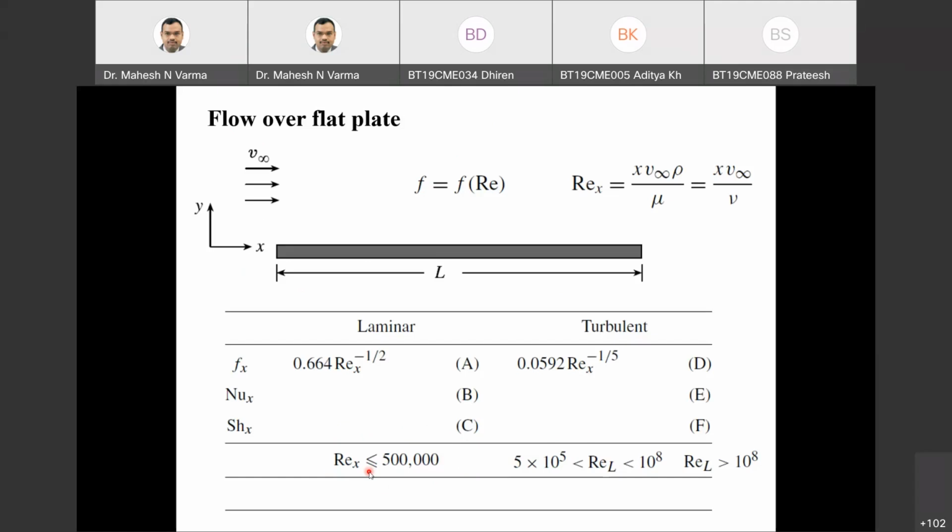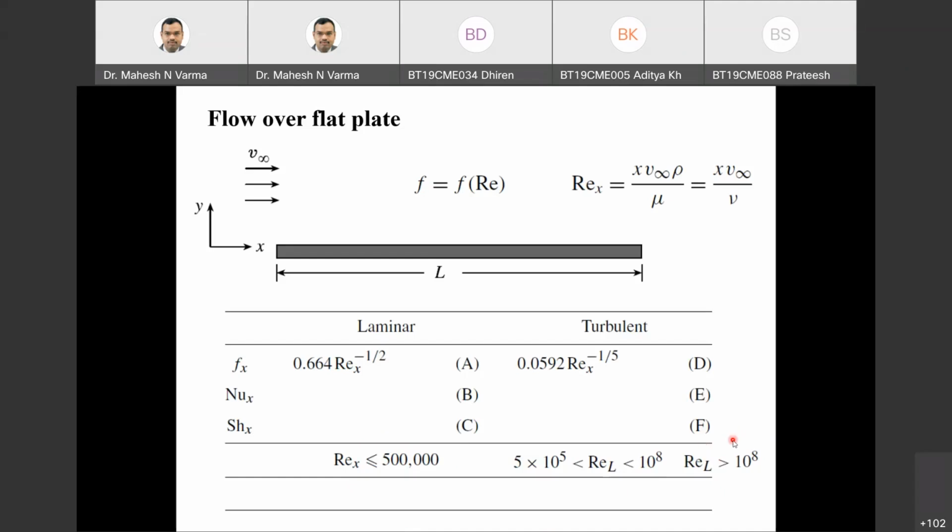There is flow layer to layer, and there is no intermixing between layers. That is what laminar flow is. One flow is flowing parallel to another, and molecular intermixing is least. That definition remains the same. But here the Reynolds number is 500,000, there the Reynolds number is 2,100. Similarly, if Reynolds number is greater than 10 raised to 8, it is called turbulent flow.